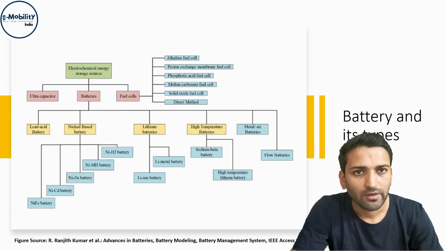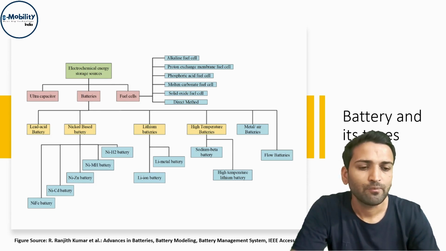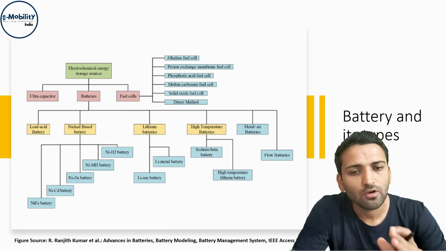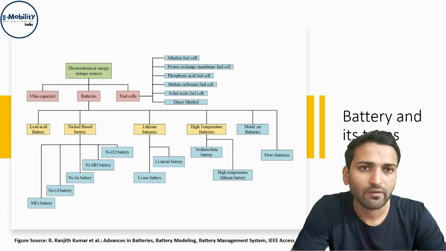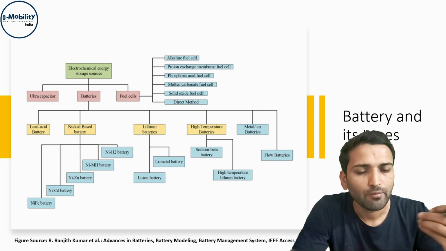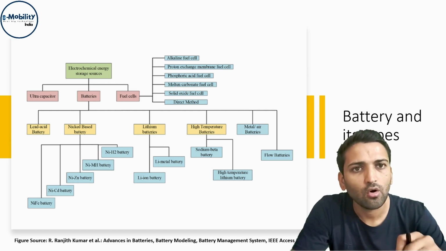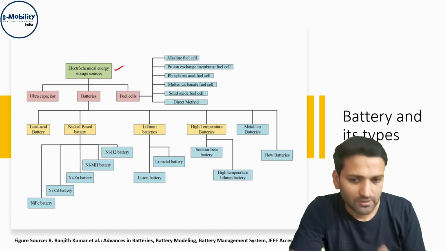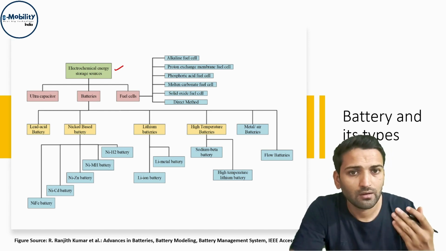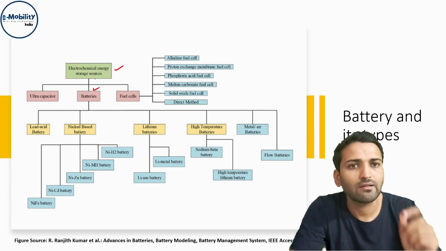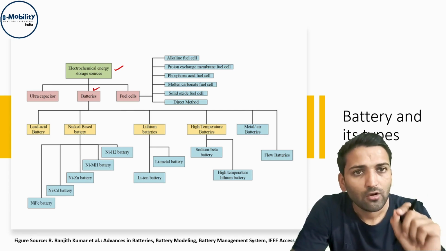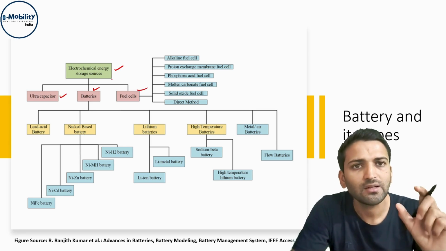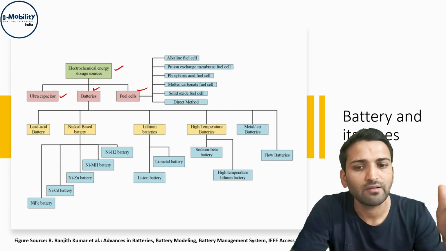Now that we know these are the energy sources, we will focus on the battery and its types. So why battery? Because most of the electric vehicles being marketed or promoted are either battery electric vehicles or hybrid electric vehicles. The electrochemical energy storage system used in most vehicles is mostly a battery. They can also use an ultra capacitor or fuel cells, but for an ultra capacitor the energy density is not that much, though the power density is higher.